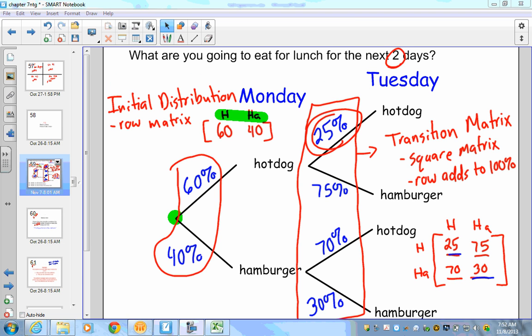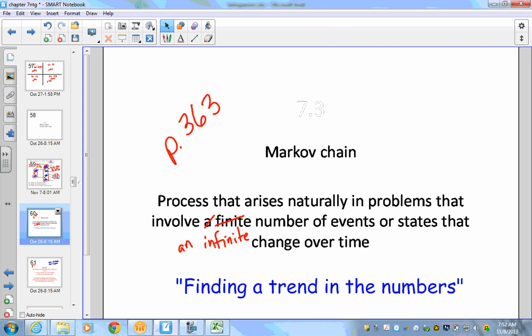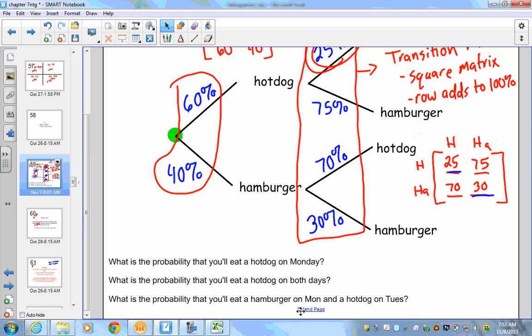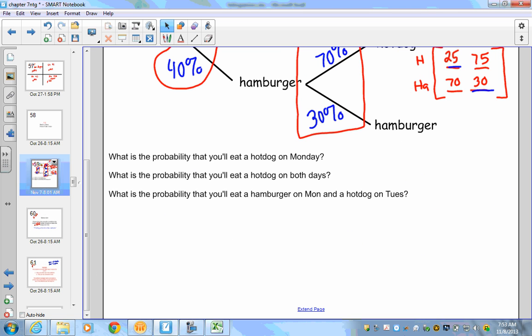Hopefully you already have all this copied down. So let's go into why we're doing this. The reason we're doing this is that we're trying to find the Markov chain, meaning basically finding a trend in the numbers. You might want to pause the video because I'm about to go back. We have hot dog and hamburger, and we're trying to find the likelihood that I'm going to get a hot dog or hamburger on, say, day 5 or 6. So let me write down all my matrices right here.